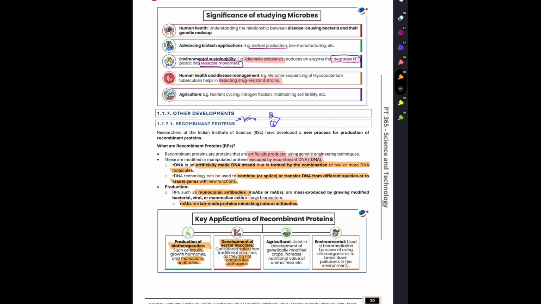The next application is in the field of agriculture, used in the development of genetically modified crops and to increase the nutritional value of animal feed, etc. Environmental: used in bioremediation, the process of using microorganisms to break down pollutants in the environment.